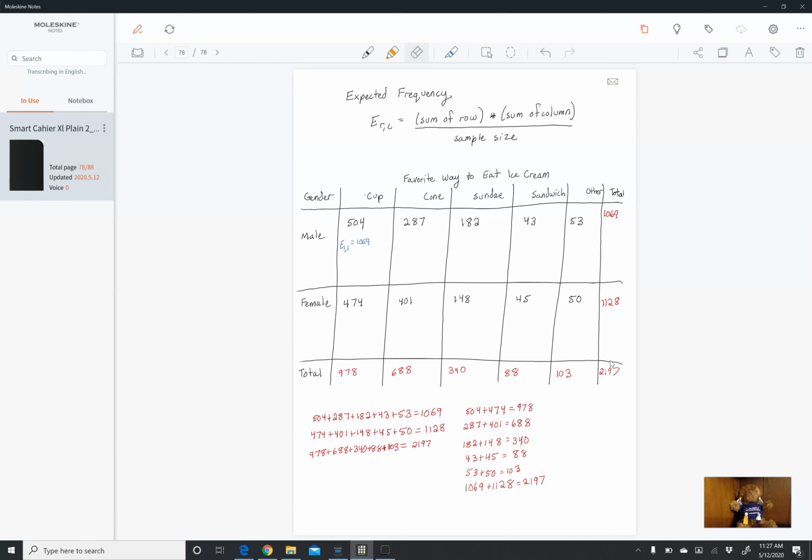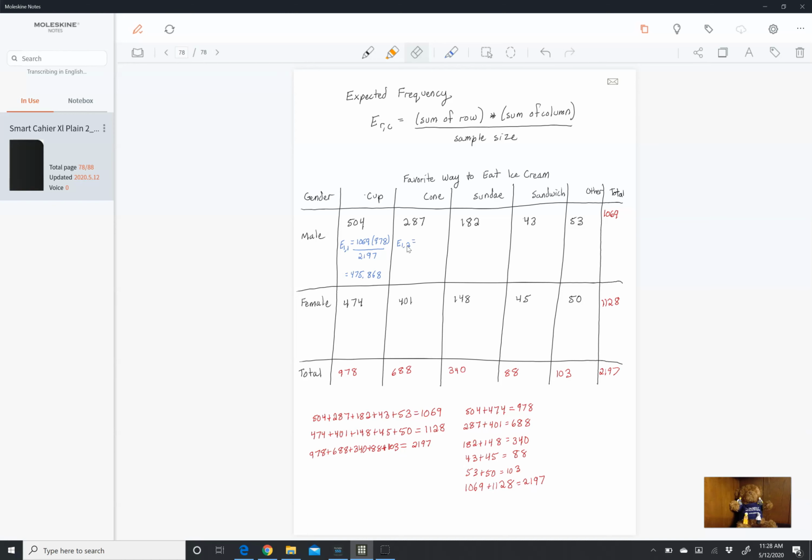So this is 1069 times 978 divided by our sample size, 2197. And that gives us 475.868. Now we can do the same thing with the next one. So now this is the expected value for row 1, column 2. So we would say that as E1,2.